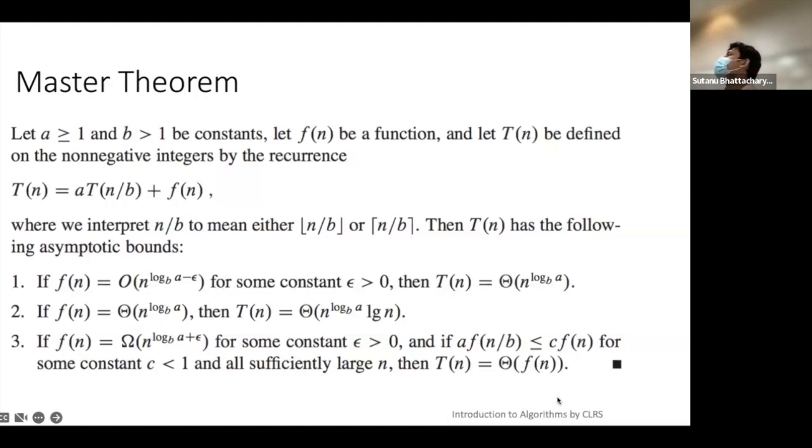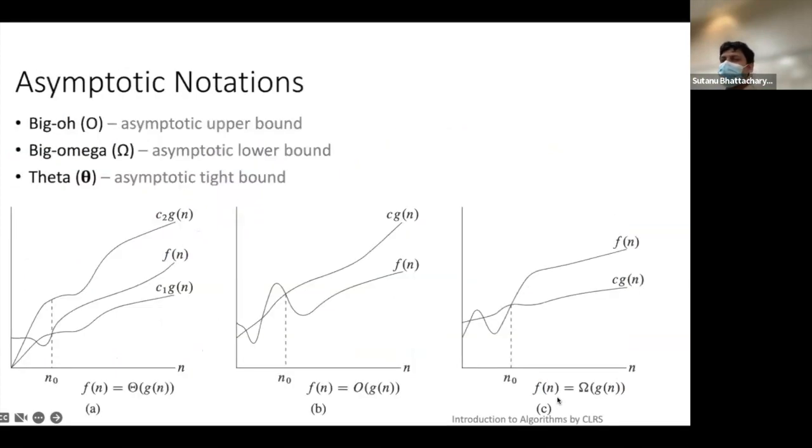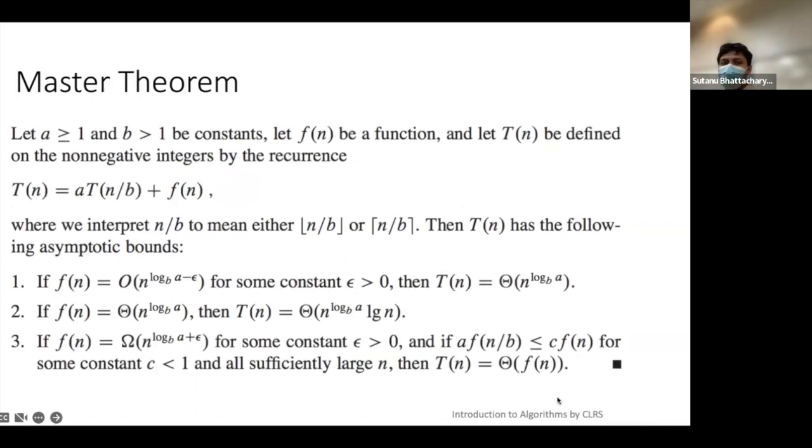Case 3 is just the opposite. f(n) equals omega n power log A base B. So which one is the dominating part? f(n), right? Omega is just the opposite of O. So if you check the last figure, figure C, f(n) versus g(n), which one is larger? f(n), right? So case 3 is just the opposite of case 1. If f(n) is larger, then the solution will be theta f(n). You know that.